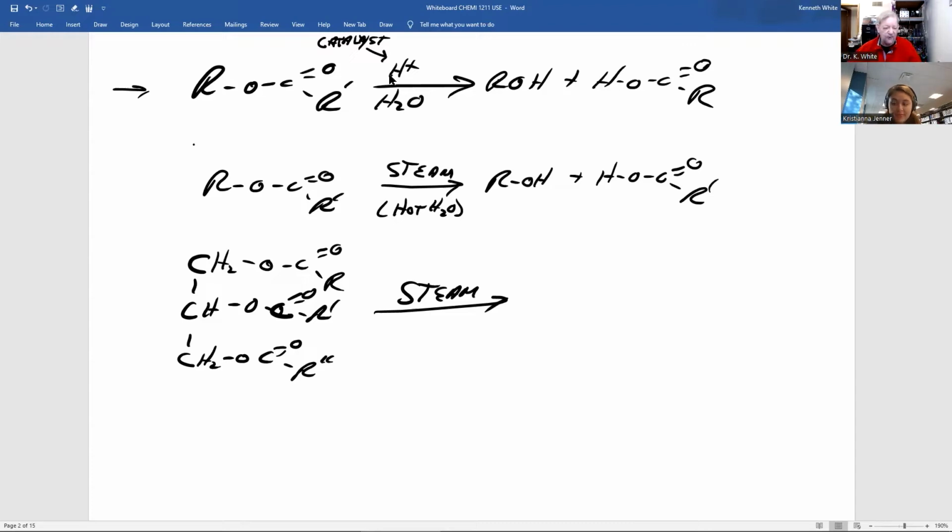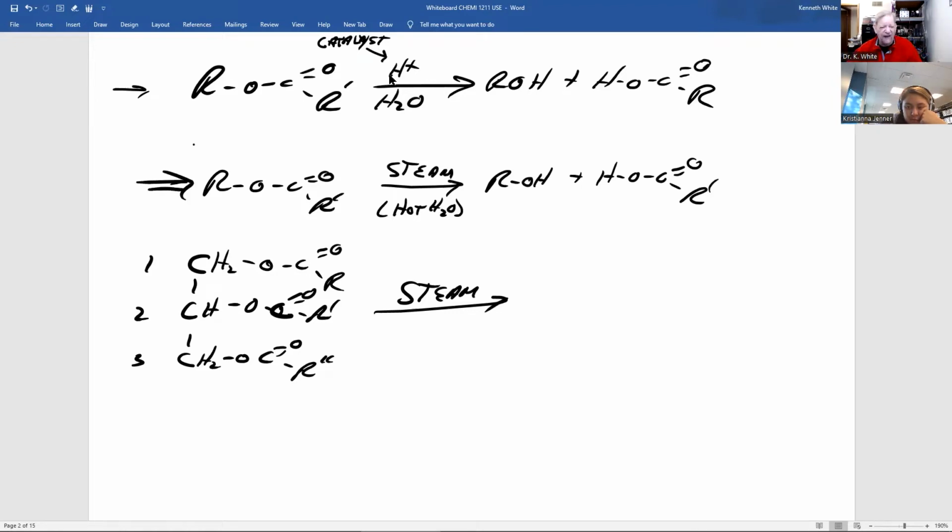So if we look at this, we have 1, 2, 3 esters. Remember, when you look at a molecule, look for what's different, what's not carbon, what's not hydrogen, what's not a carbon-carbon single bond, to get your attention like that. And here we have an ester, steam.